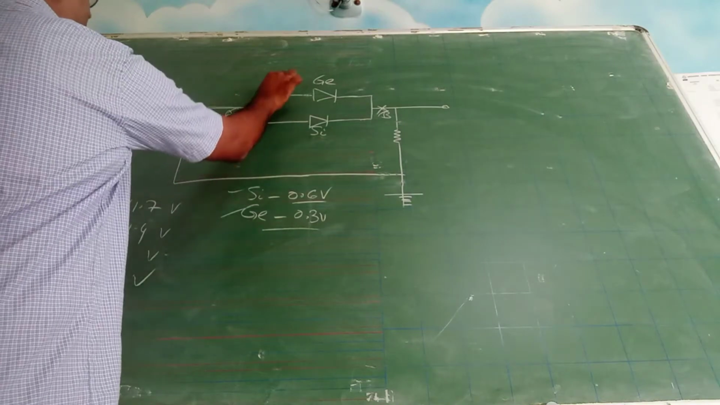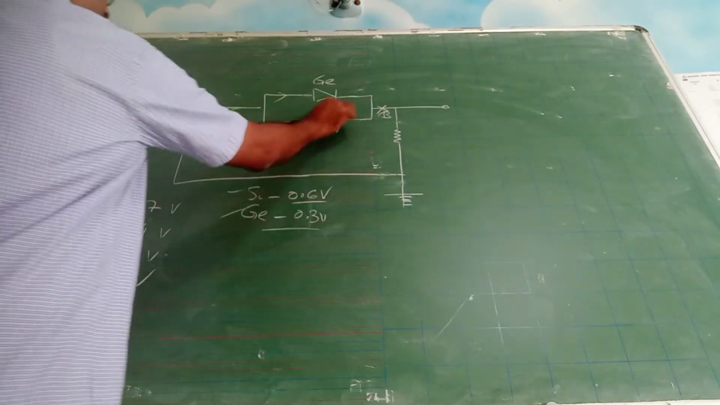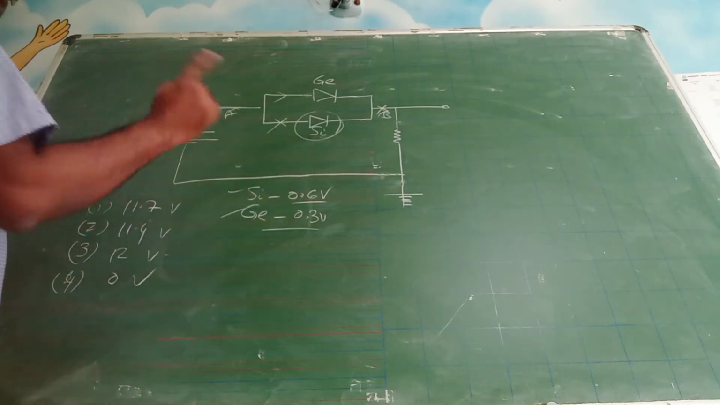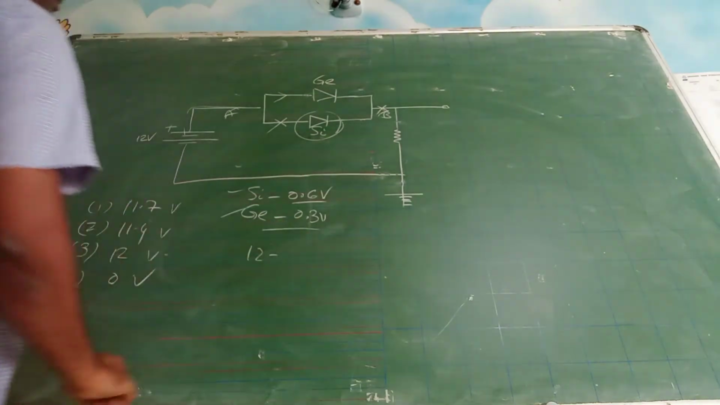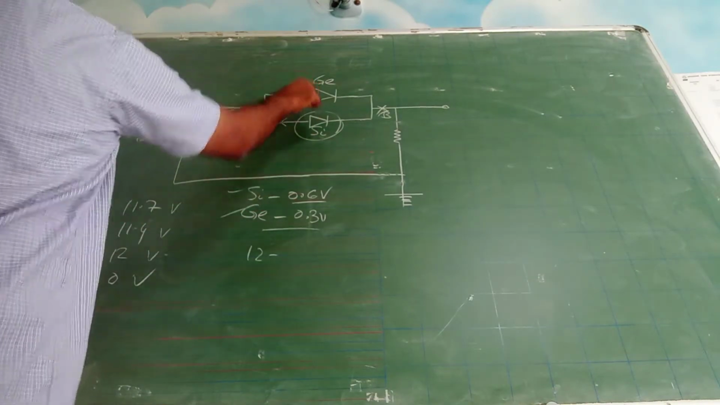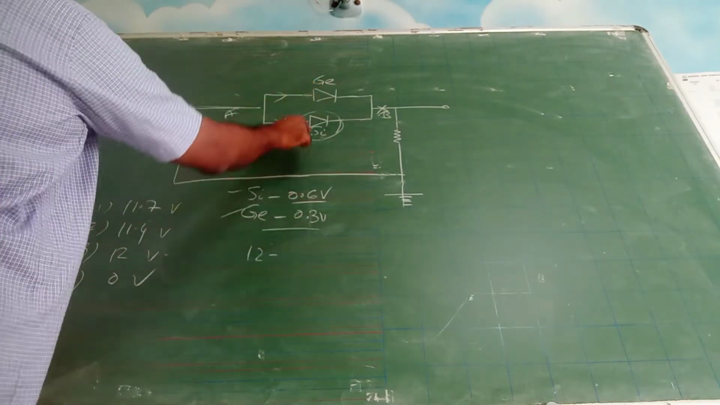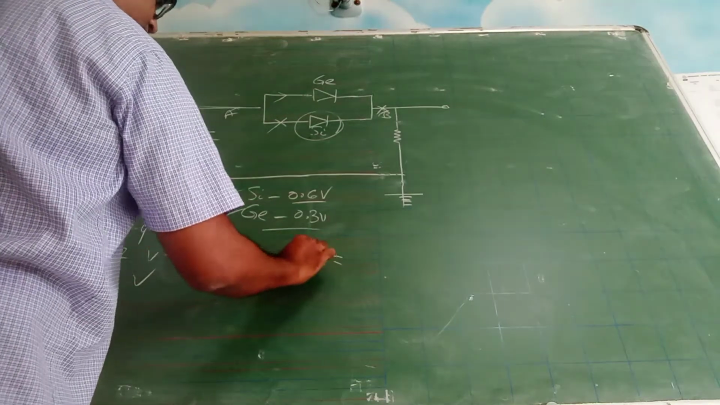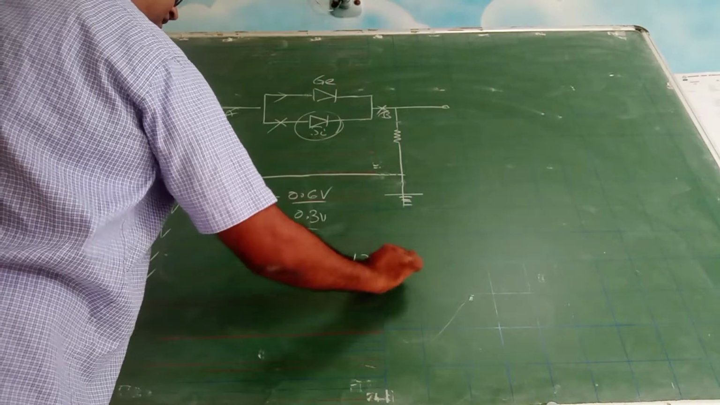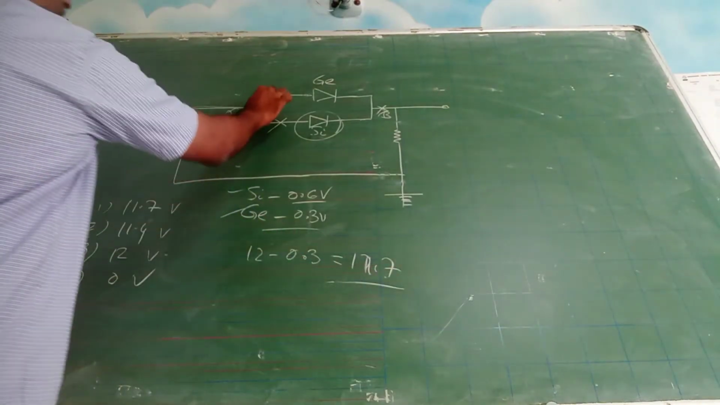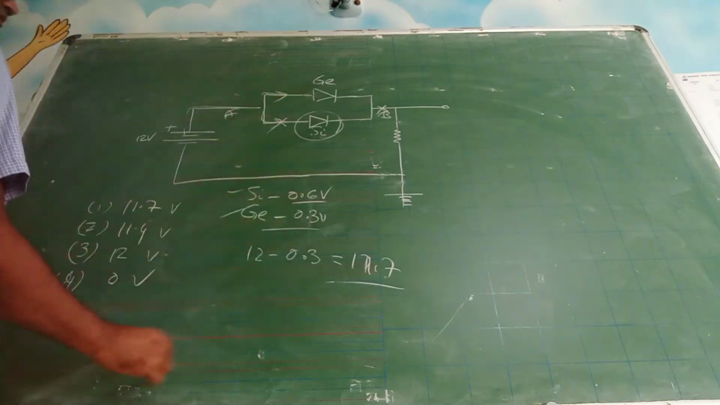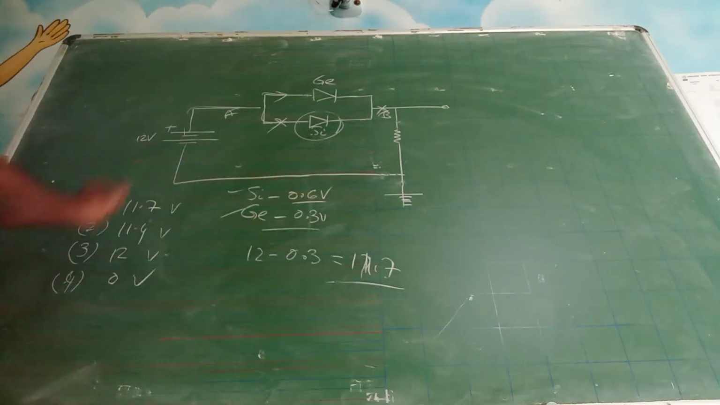So the passage of current will be only in this path and not in this. So the potential drop will be 12 minus whatever is the least of these two. The least of these two is germanium. Germanium is 0.3, so that you have to select. The current will not flow in this path, current will flow only in this path. So 11.7. Option A is the right answer.